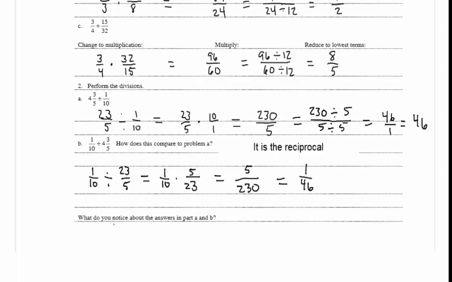And the question asks, what do you notice about the answers in part B? And it's a little easier to see when you look at it as 230 over 5 and 5 over 230, that these are reciprocals. And also the final answer is 46 over 1 is the reciprocal of 1 over 46. And that's our video on multiplying and dividing fractions.